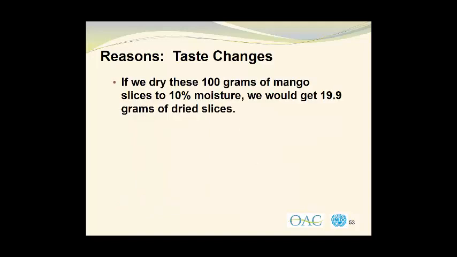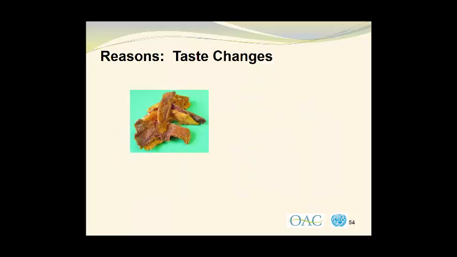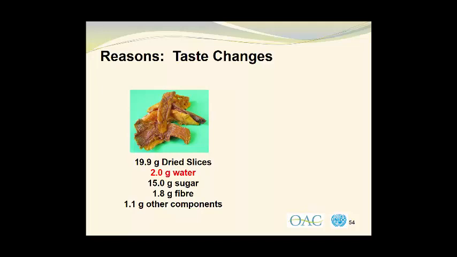If we dry these 100 grams of mango slices to a final moisture content of 10%, we would get 19.9 grams of dried slices. To do this, we have to remove 80.1 grams of water. Since there is no loss of solids in drying, we would still have 15 grams of sugar present. So showing this diagrammatically, we have 19.9 grams of dried slices, which contain 2.0 grams of water, 15.0 grams of sugar, 1.8 grams of fiber, and 1.1 grams of other components.